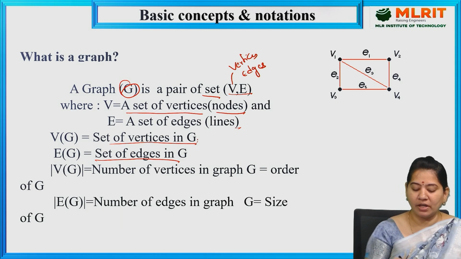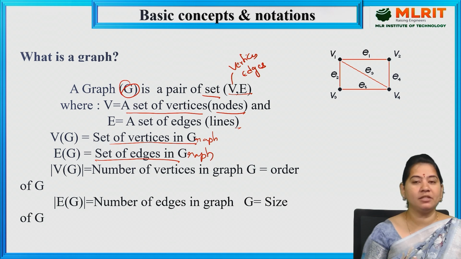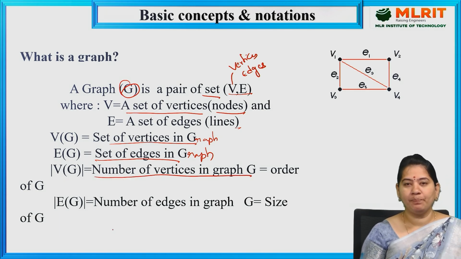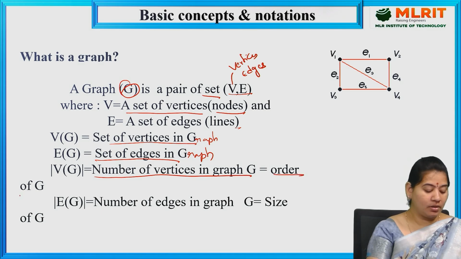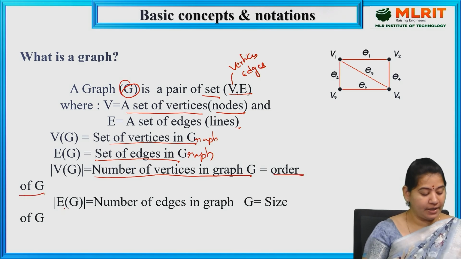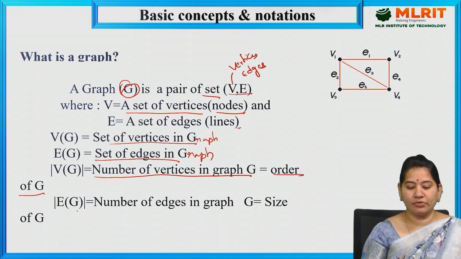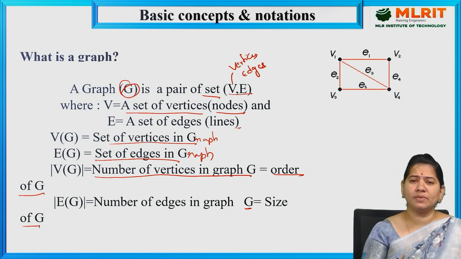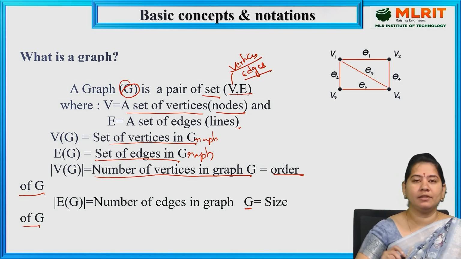We do not always specify that it is a graph, but whenever we see capital G, it is called a graph. Now, mod V of G is the number of vertices in the graph G, which we also call the order of G. In the same way, mod E of G is the number of edges in the graph, which is the size of G. A graph is always a combination of vertices and edges.